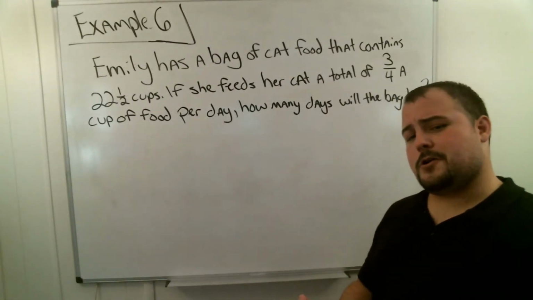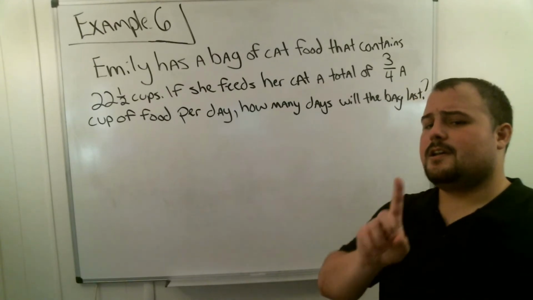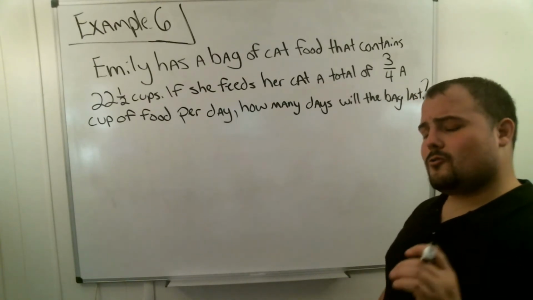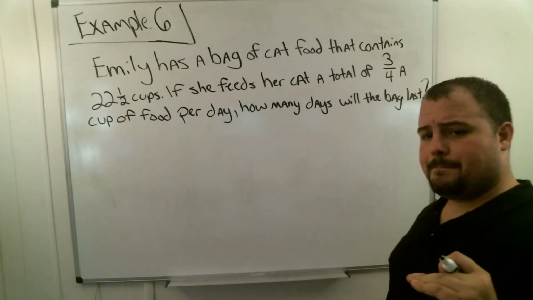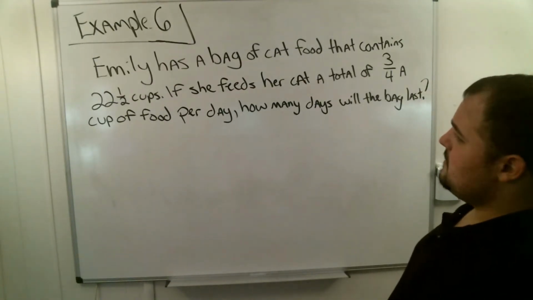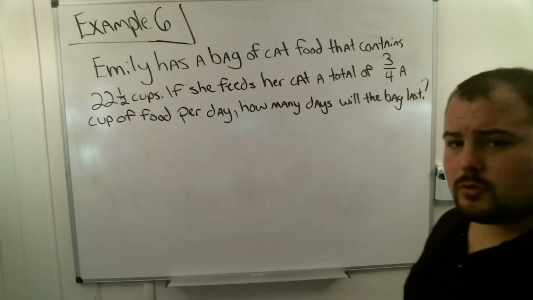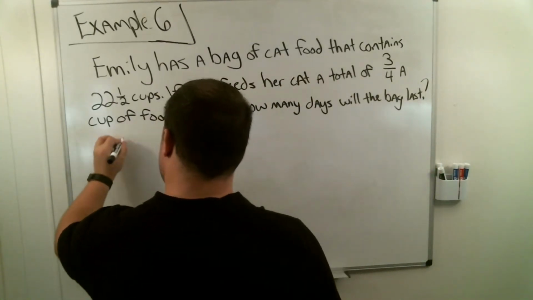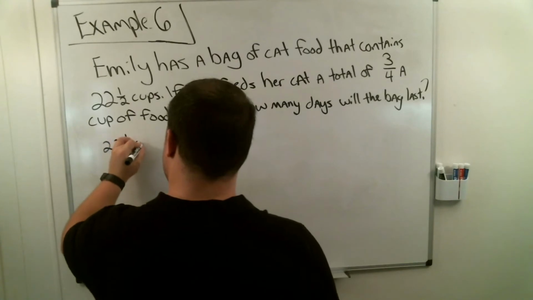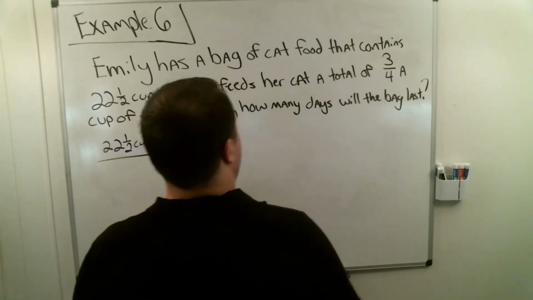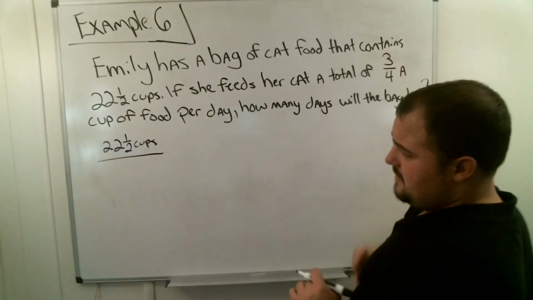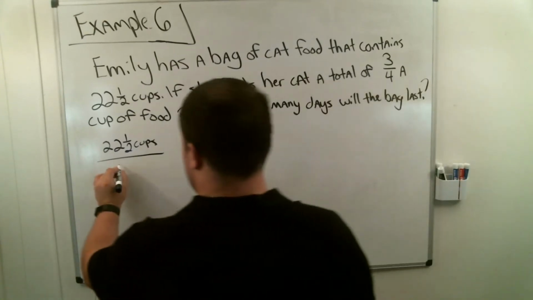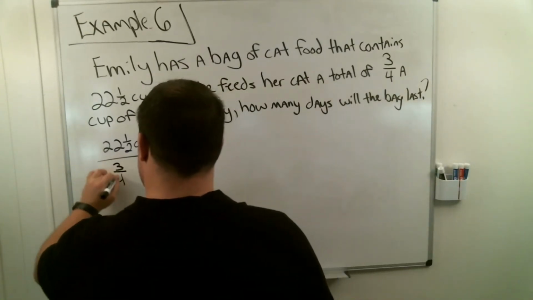Anytime we hear the word per, that usually means that our denominator has to change to number 1. So I know that I want days on the bottom. So in this case, we're going to put the 22.5 cups on the top. We have 22.5 cups over, well, that's 3/4 a day. So I'm going to go ahead and put 3/4 cup a day.